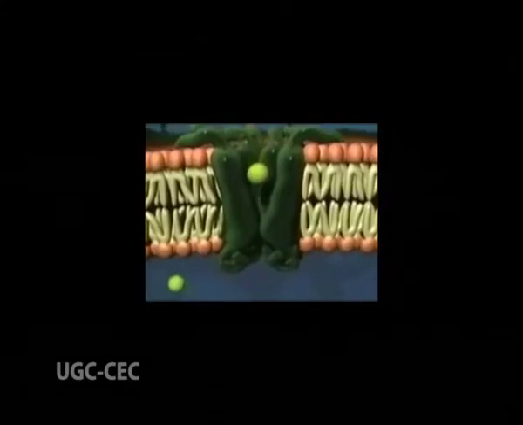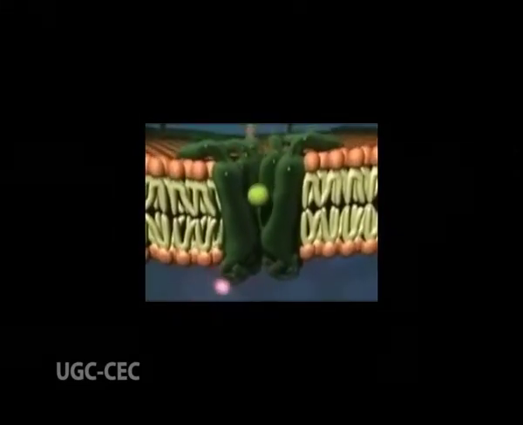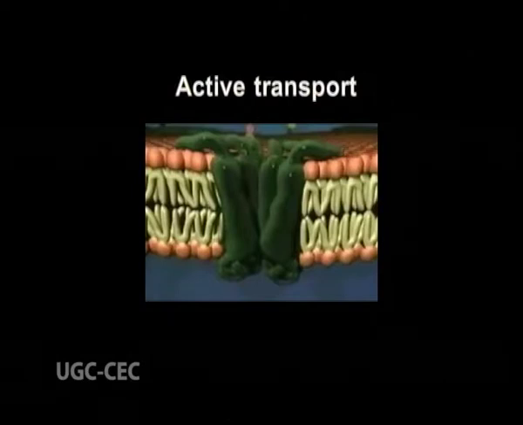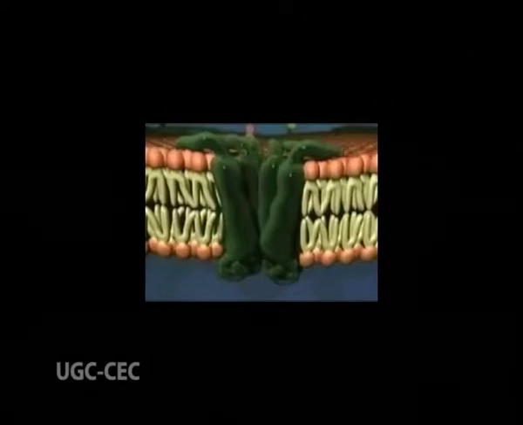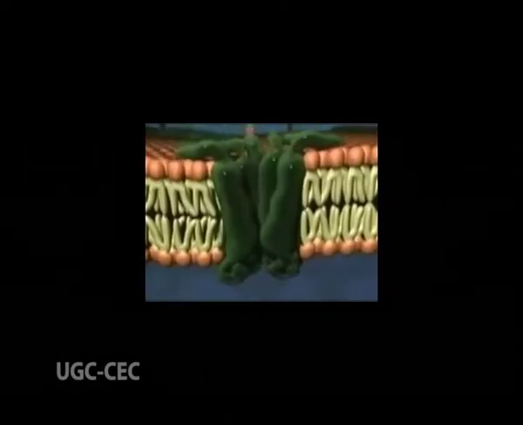Amino acids need a lot of assistance to enter and exit cells. In addition to a protein in the membrane to serve as a carrier, energy in the form of ATP is also needed. This type of absorption is called active transport. Here substances move against a concentration gradient.